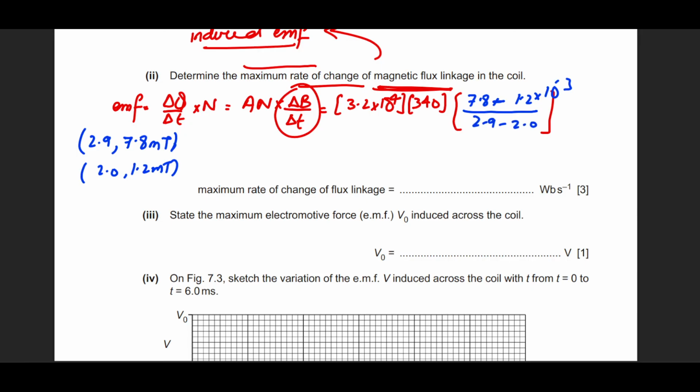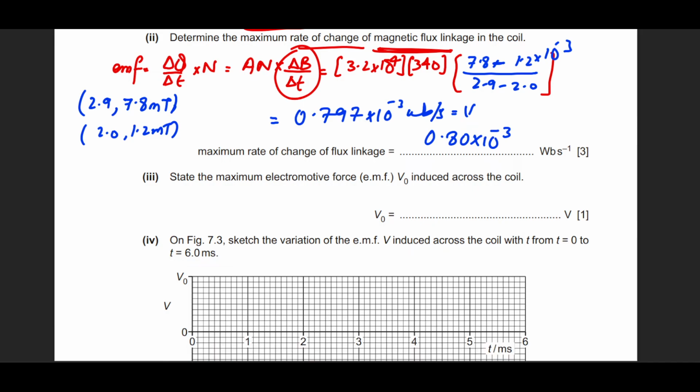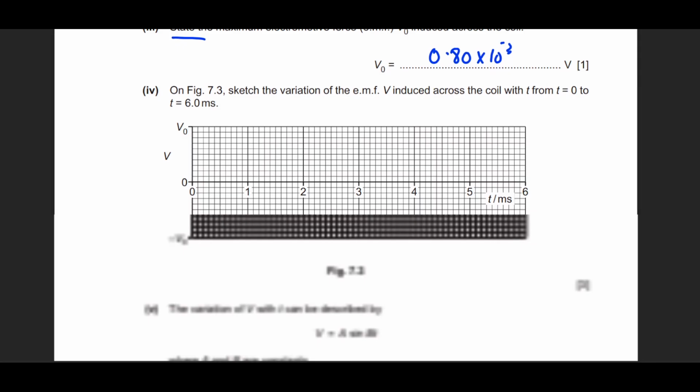Once you finally calculate everything, this answer comes out as 0.797 times 10 raised to the power minus 3 Webers per second. This is voltage, this is actually volts. So this is 0.80 times 10 raised to the power minus 3. That is why he says state the maximum, because now the answer is going to be very simple. That is 0.8, exactly the answer that we got before. Okay. All right. Then we have this graph.